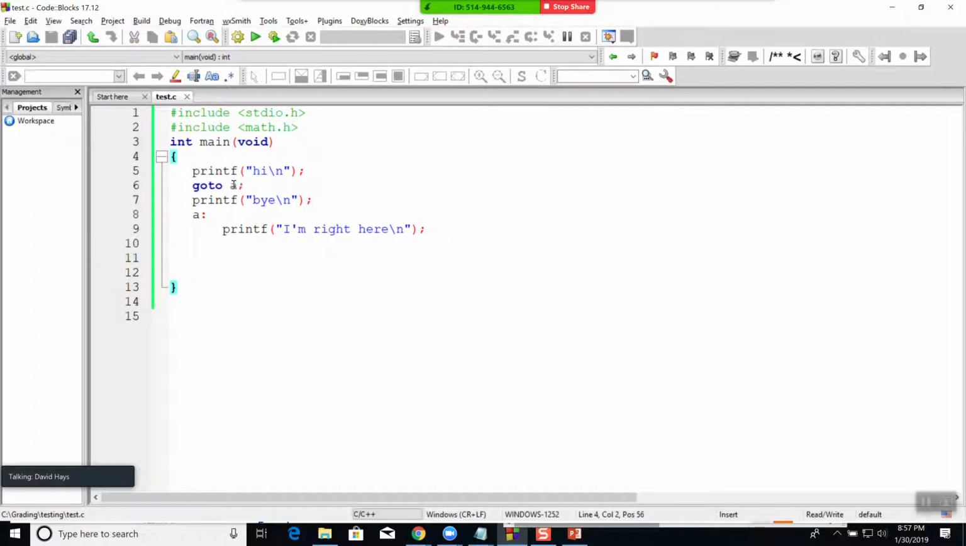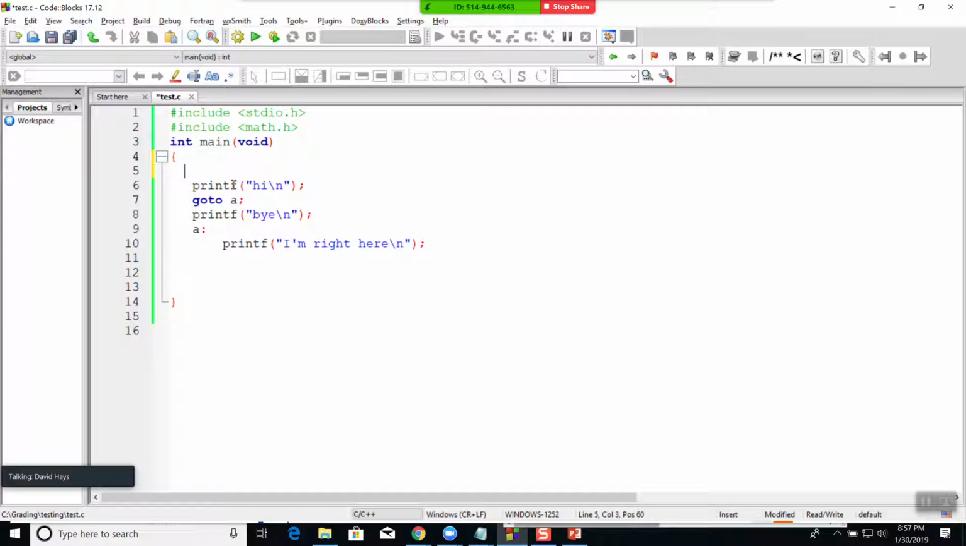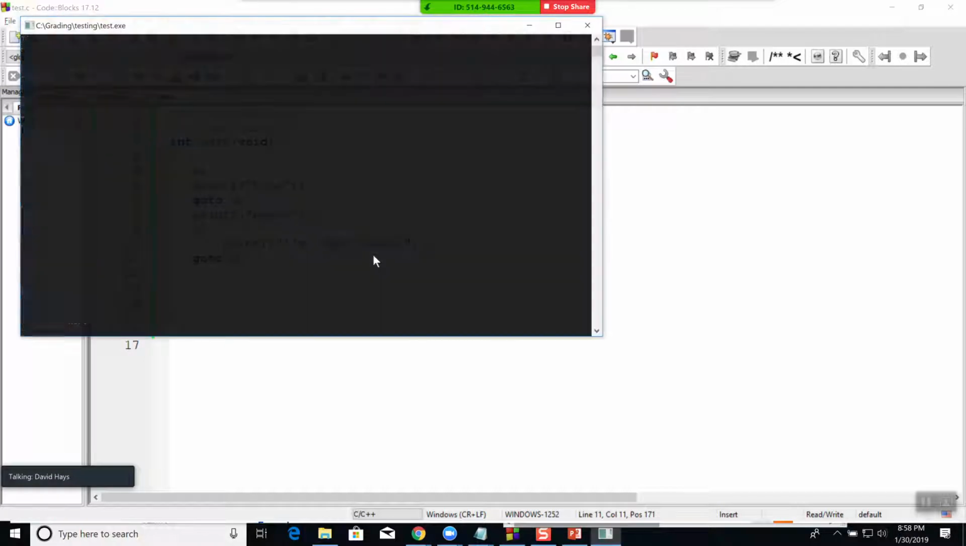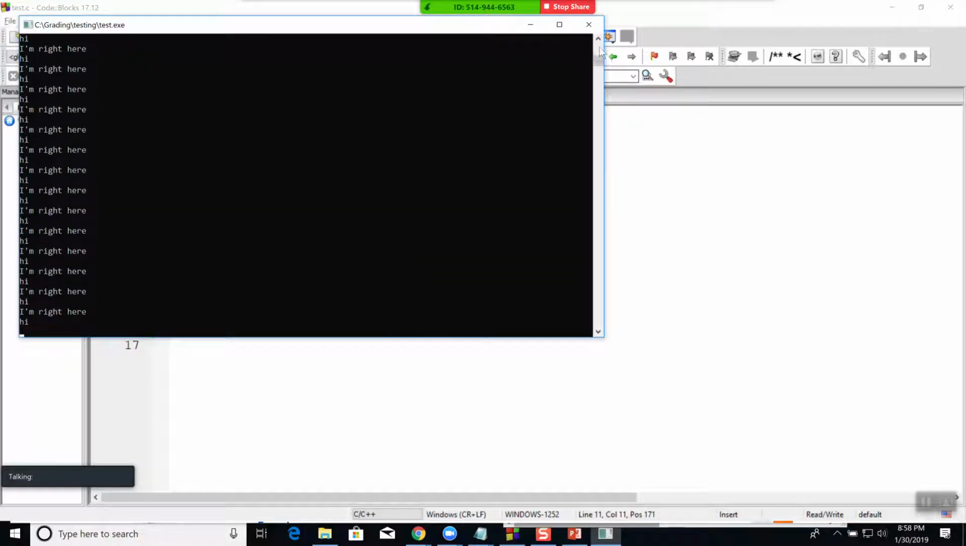I could put B up here. And then down here, I could do a go to B. I'm shocked this actually is still in the language. And I just wrote an infinite loop.